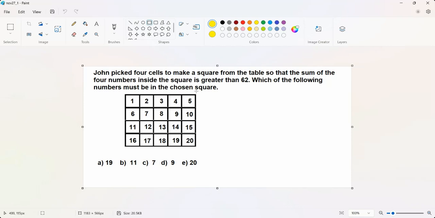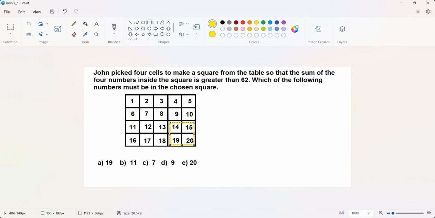Whenever there is a question that says greater than something, like greater than 62, or any number that is given, we always start with the last square, because this is the square with the maximum values. If you see all the numbers, they are in order, like 1, 2, 3, 4, 5, 6, 7, 8, 9, 10. So they are increasing. So the highest amount that we will find in any square is where we have the maximum numbers.